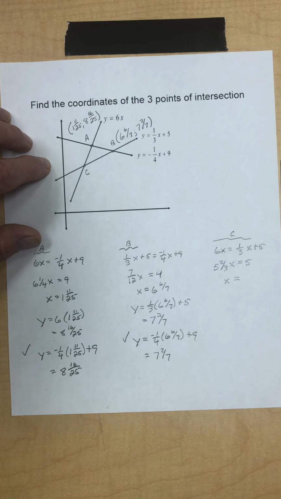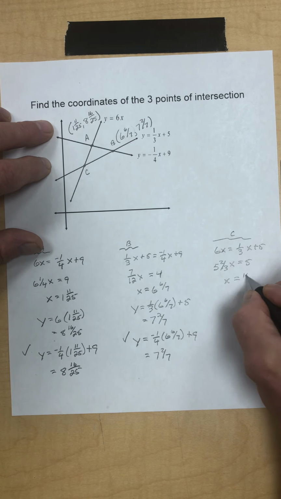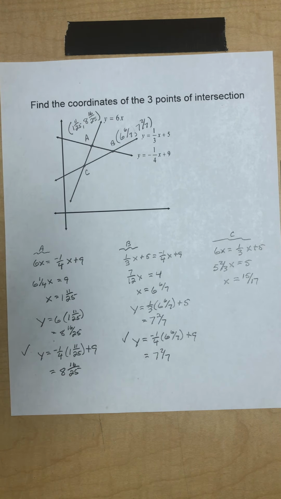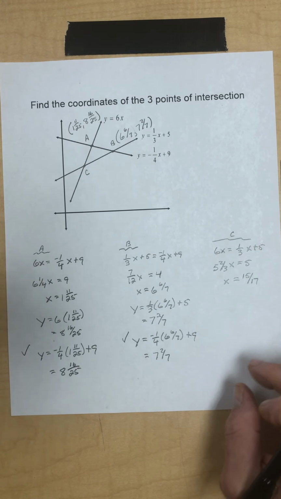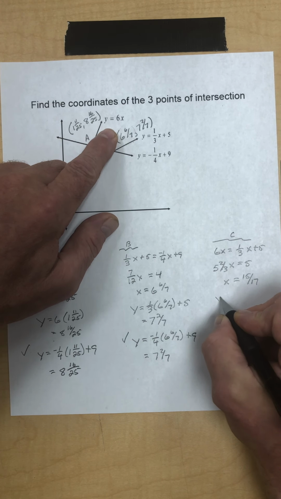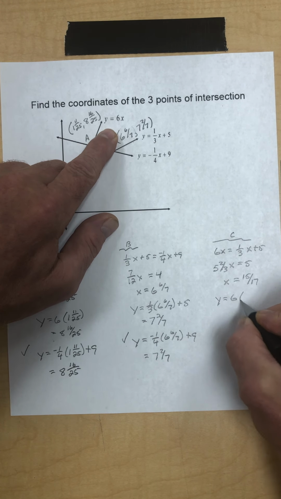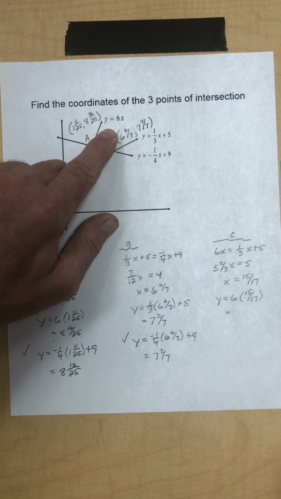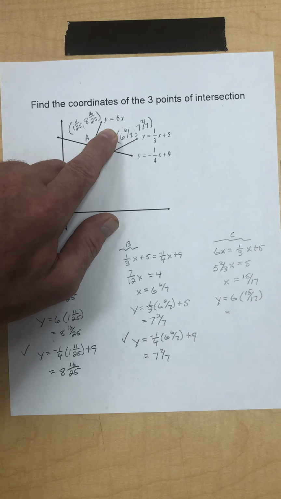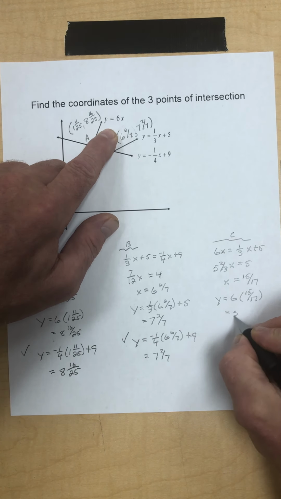5 divided by 5 2/3, and I am getting 15/17. Okay, right there. Now I need my y-coordinate, so I'm going to go to y equals 6x, because it's so easy to work with. y equals 6 times 15/17. I take my 15/17 multiplied by 6, and I'm getting 5 5/17.